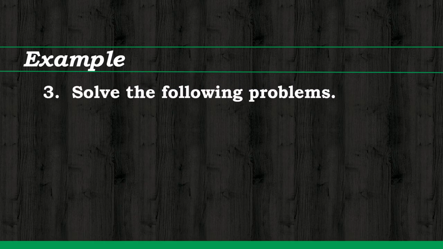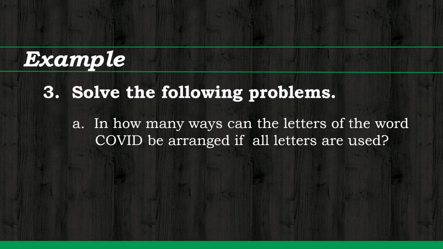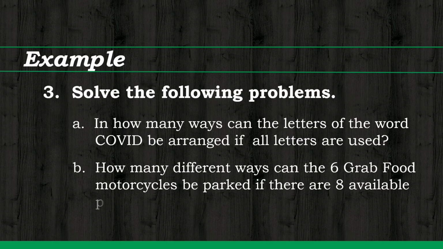In the third set of examples, we have to solve the following problems. Letter A, in how many ways can the letters of the word COVID be arranged if all letters are used? Letter B, how many different ways can the 6 GrabFood motorcycles be parked if there are 8 available parking spaces?